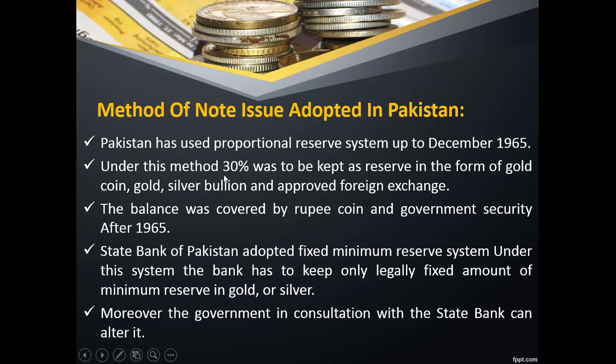Under the proportional reserve method, 30% was kept as reserve in the form of gold and silver. The balance was covered by rupee coin and government securities. After 1965, the State Bank of Pakistan adopted the fixed minimum reserve system. Under this system, the bank has to keep a legally fixed amount of minimum reserve in gold or silver.